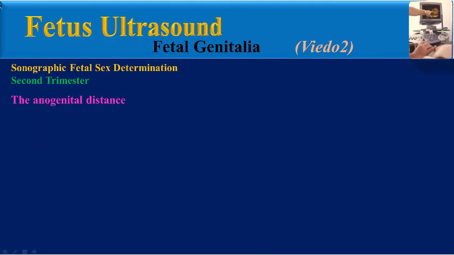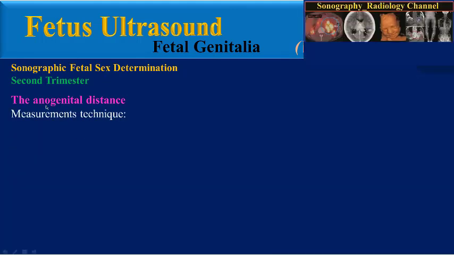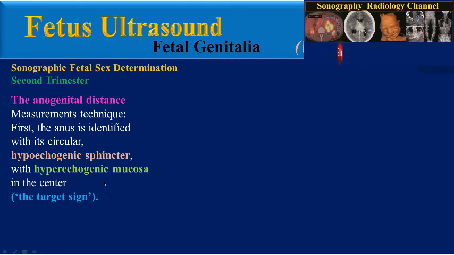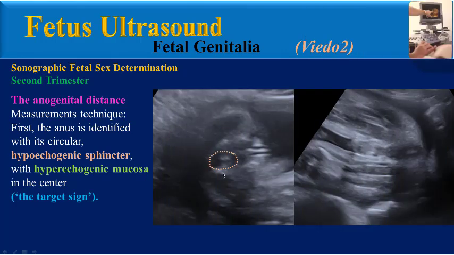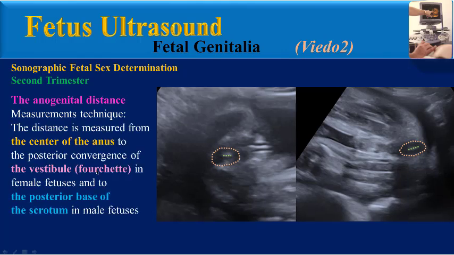What is the measurement technique for the anogenital distance? At first, the anus is identified with its circular hypoechoic sphincter and with hyperechogenic mucosa in the center, famous as target sign. The distance is measured from the center of the anus to the posterior convergence of the vestibule or fourchette in female fetuses and to the posterior base of the scrotum in male fetuses.